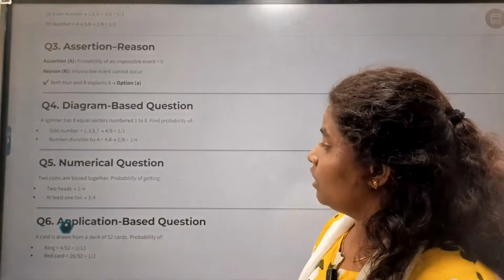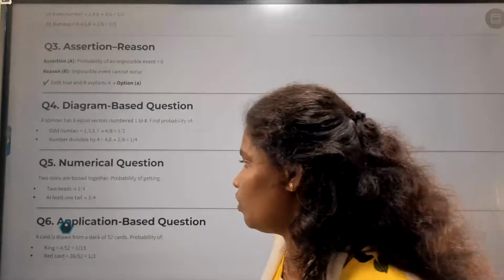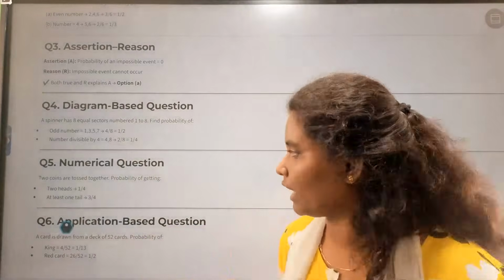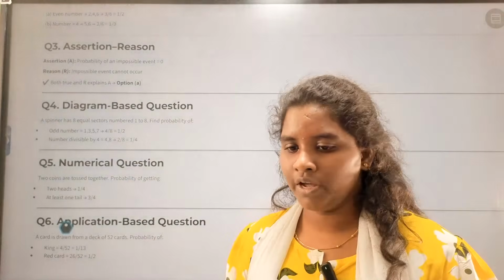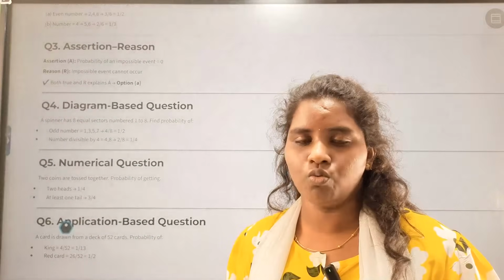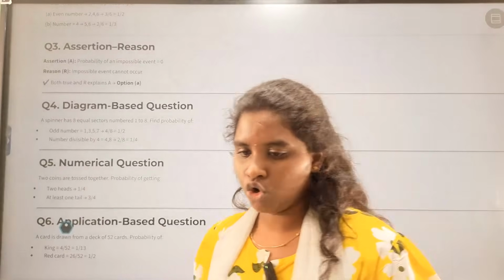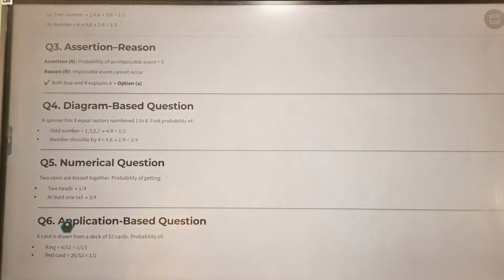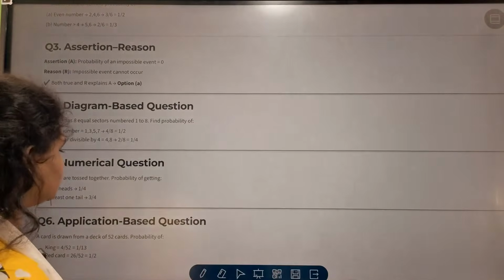And numerical question. Two coins are tossed together. What's the probability of getting two heads? Yes, can you try? See, I'm going to toss two coins. So if I toss two coins, what is the sample space? If I throw two coins, what is the sample space? Yes, it's right. So the next question. Yes, Rahul, it's right.